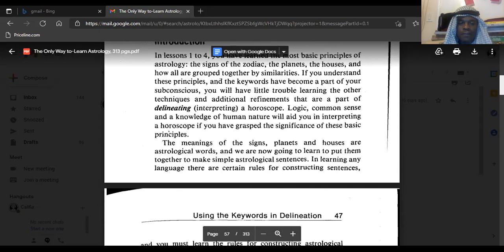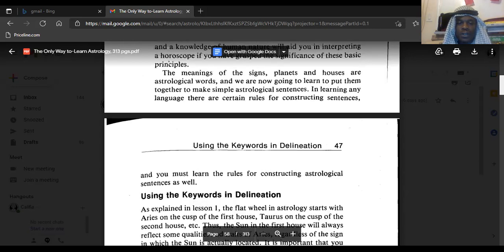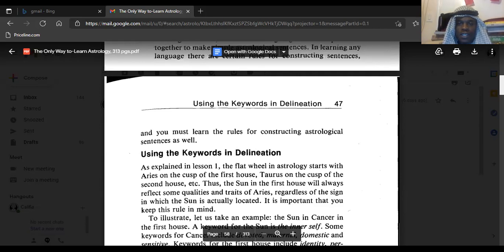Logic, common sense, and a knowledge of human nature will aid you in interpreting a horoscope if you have grasped the significance of these basic principles. The meanings of signs, planets, and houses are astrological words, and we are now going to learn to put them together to make simple astrological sentences. In learning any language, there are certain rules for constructing sentences, and you must learn the rules for constructing astrological sentences as well, using the key words in delineation.